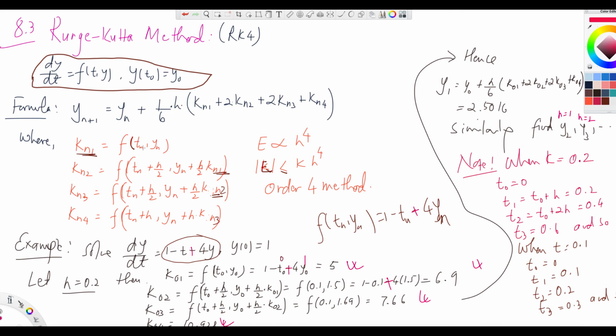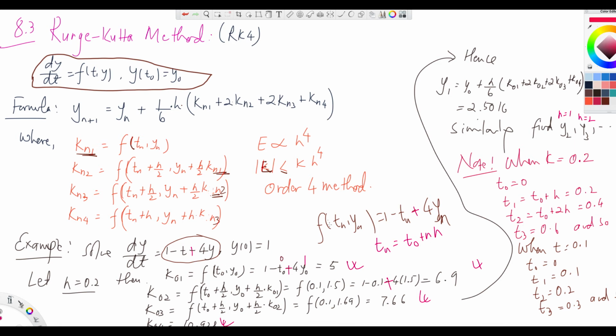k11 will be t1, f of t1 plus y1. What is f of t1 plus 1 minus t1 plus 4y1? So what will be t1? T1 will be, because tn is t0 plus n times h, right? That's what you do. So t0 is 0, and when n is 1, you'll get t1 is 1 times h. H is 0.2, so t1 is 0.2. Okay, and then what will be y1?